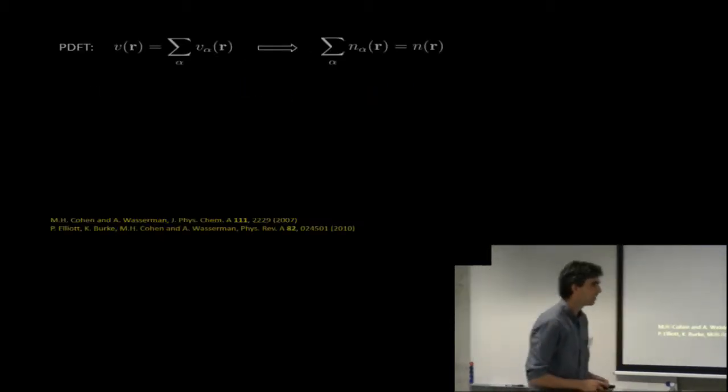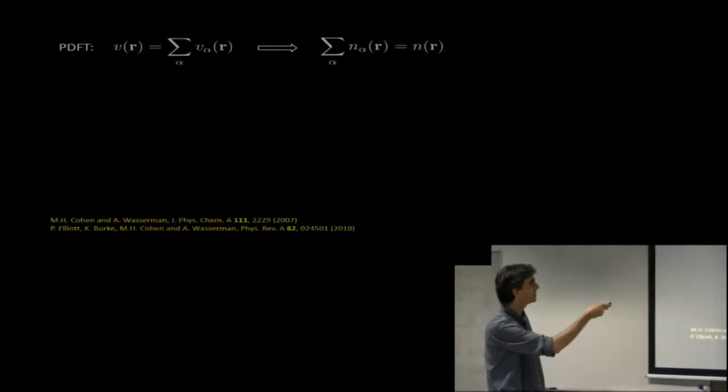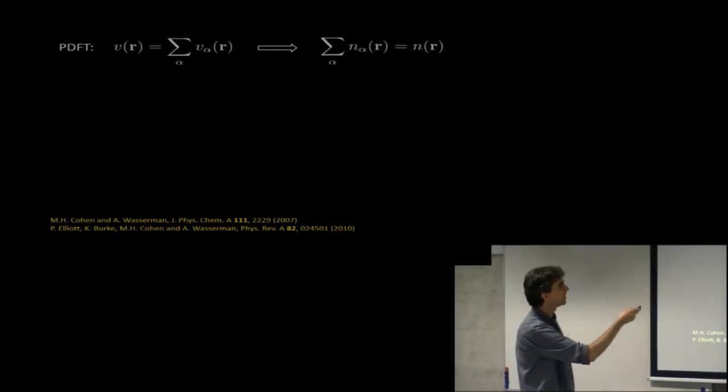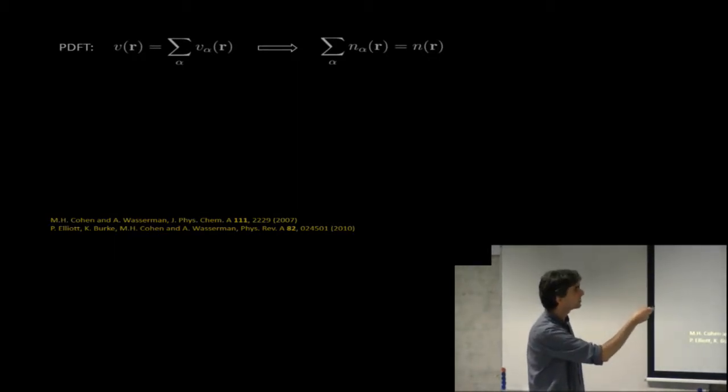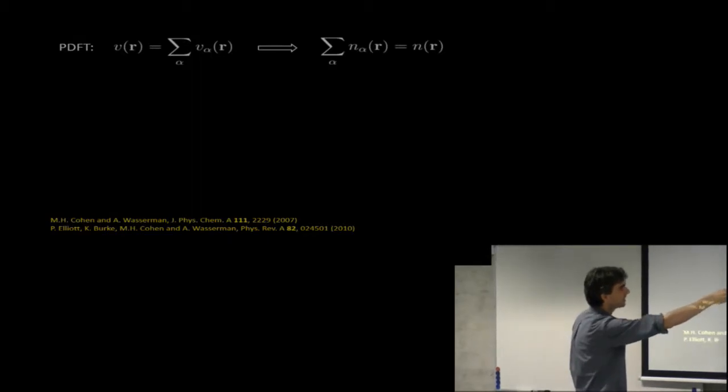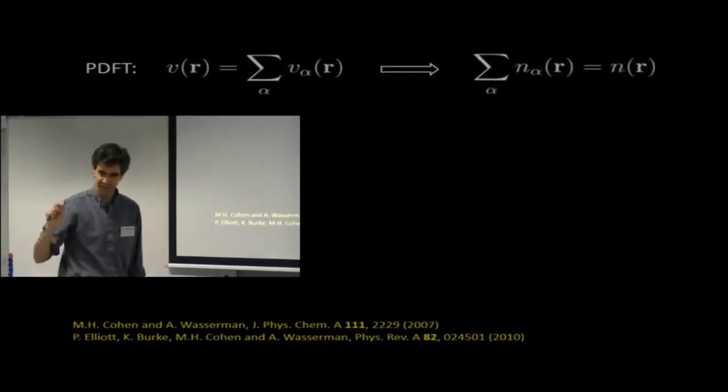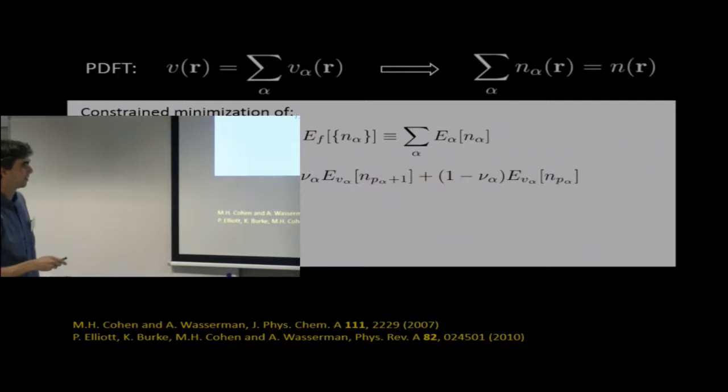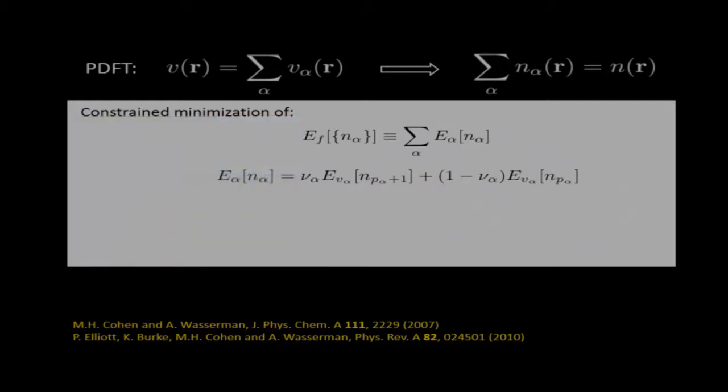So this is how it works. You split your external potential into a sum of fragment potentials. And then you do something that will come next. And in the end, you get a set of fragment densities that add to the correct molecular density, the correct one if you are using the correct exchange correlation functional.